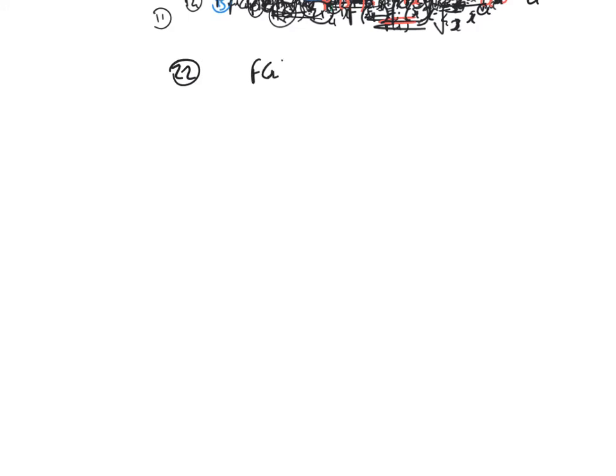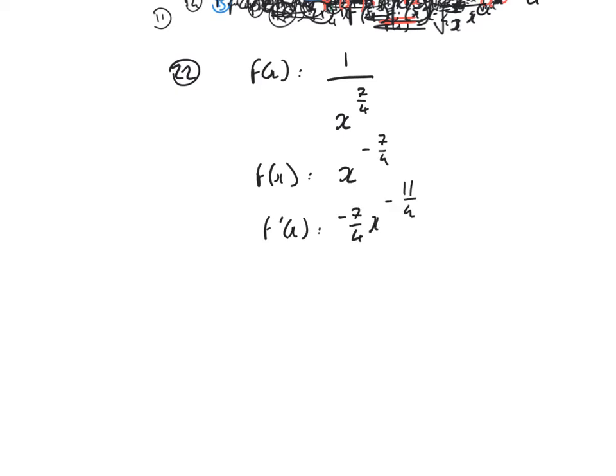Okay, example 22. f(x) equals 1 over x to the 7/4. Okay, bring the thing up, change its power, x to the minus 7/4. Bring the power down, multiply, take 1 away from the power. Minus 7/4 x to the minus 11/4.